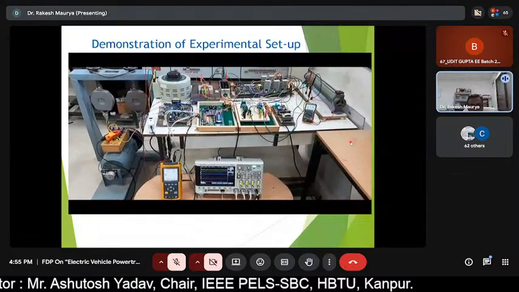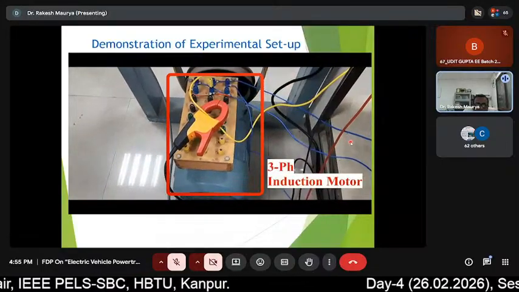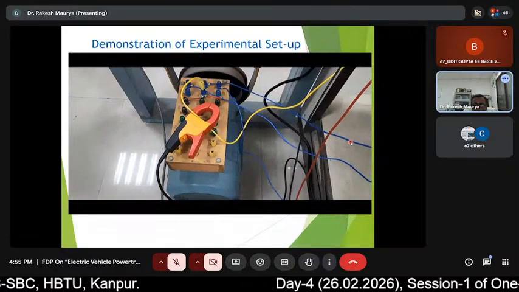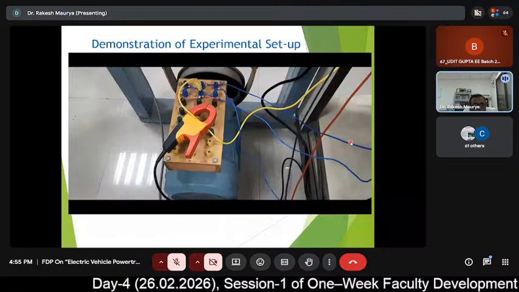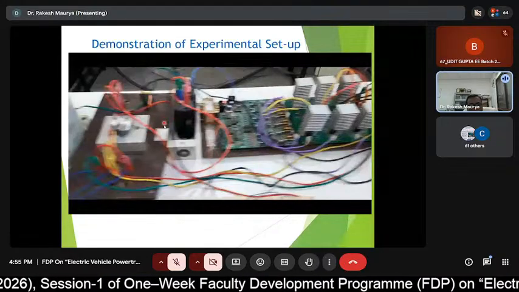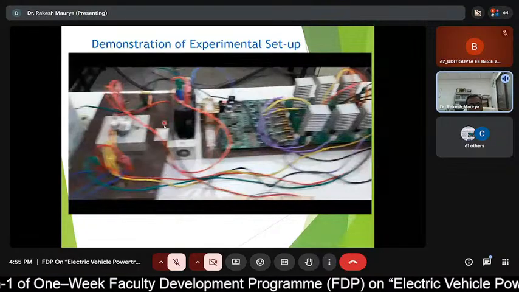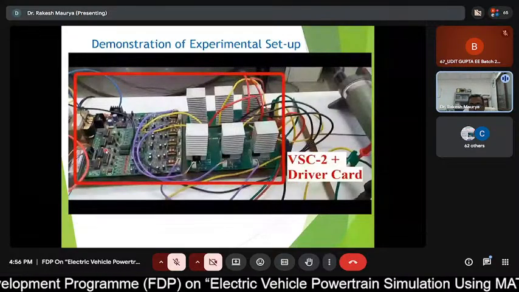Now let us look at the experimental setup which we have made with the single machine model. This is the induction motor. Single phase supply is now converted by the rectifier. This is the VSC, and this is the small load connected at the DC link. So we have maintained 72 volt at the DC link.